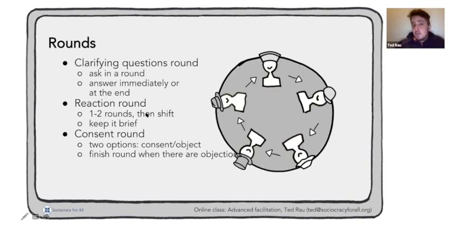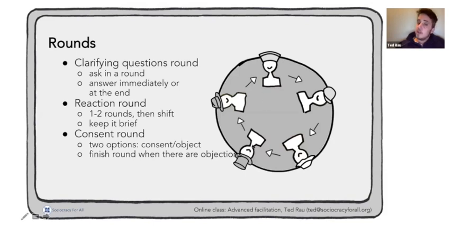Then a reaction round I've already described, so people would give a reaction to whatever is the question on the table. And then consent round I've already described, but I'm going to act it out for you because I find it important to really get a sort of almost visual sense of what that looks like. So as already said, the two options, consent versus object, and only those two. So let's say this person is still the facilitator and says, let's do a consent round on this proposal. And would say, how about you start?